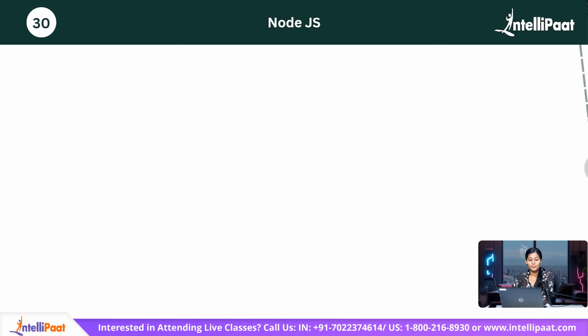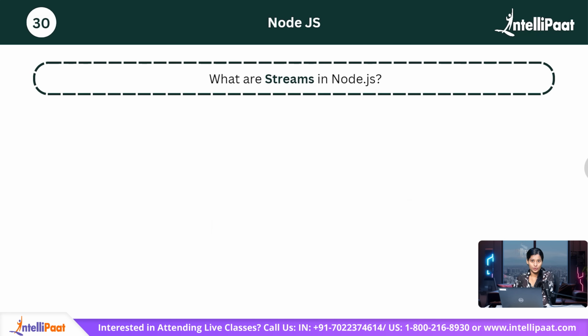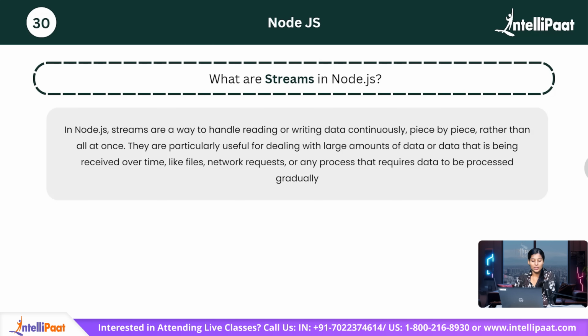Moving on to our next question. What are streams in Node.js? Now, streams are like a huge flow of data, which you can parse or change its format or extract the meaningful data from. Consider a stream as a huge flow, maybe a waterfall or something. Let's look at the technical definition. In Node.js, streams are a way to handle reading or writing data continuously, piece by piece, rather than all at once. They are particularly useful for dealing with large amounts of data or data that is being received over time, like files, network requests, or any process that requires data to be processed gradually.